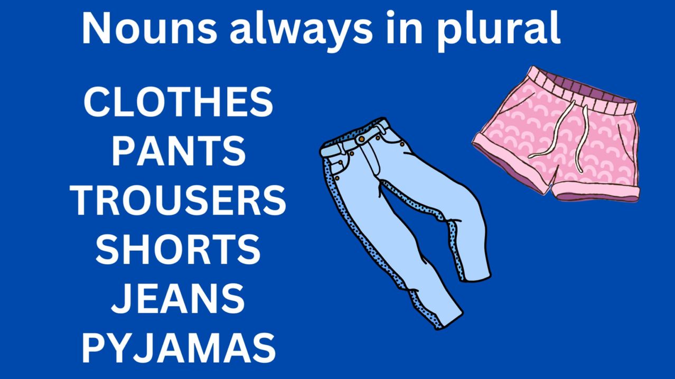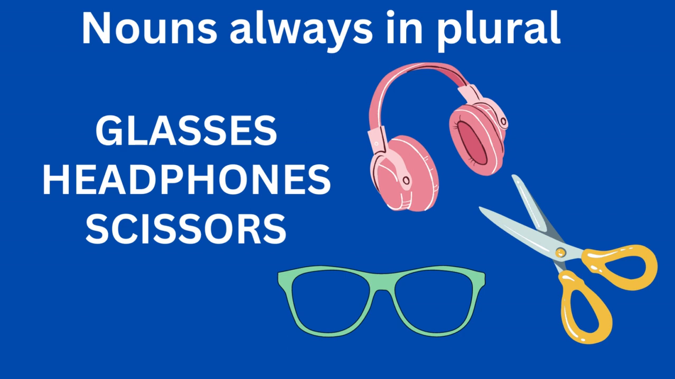There are also nouns in English that are always in plural form. A lot of clothes items are always in plural form, like pants, trousers, shorts, jeans, and pajamas. Some tools are also always in plural, like glasses, headphones, and scissors. Is any one of you wearing glasses now?